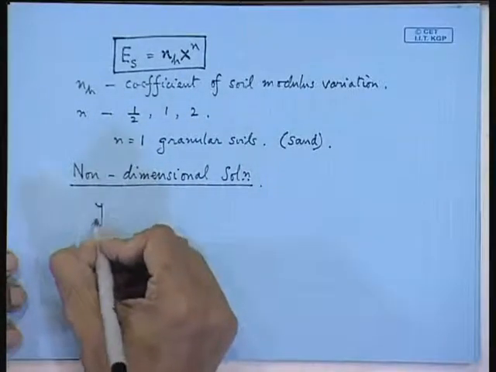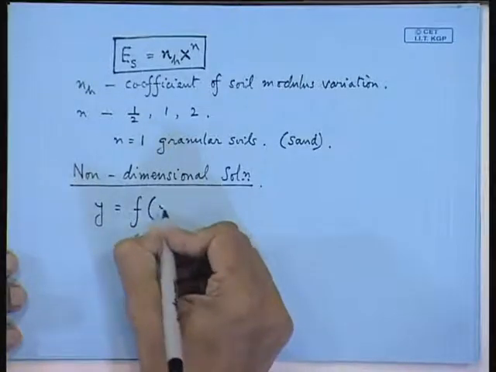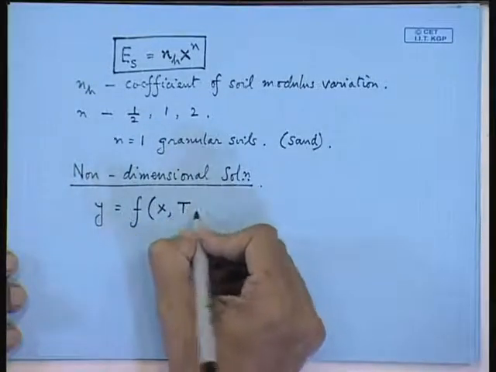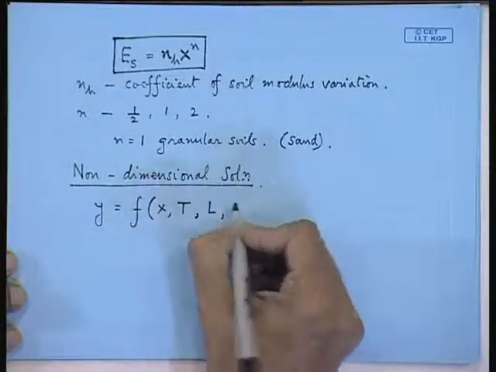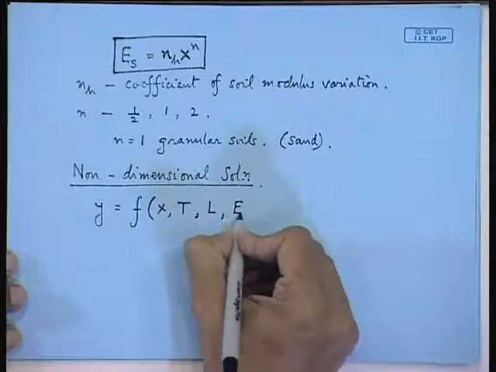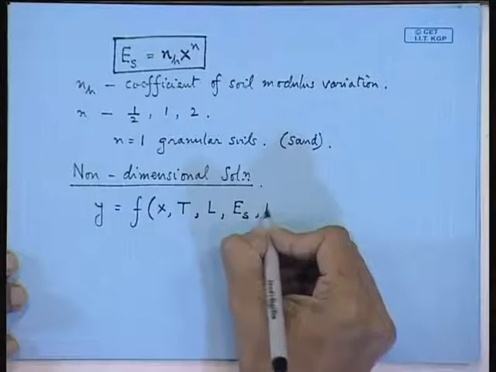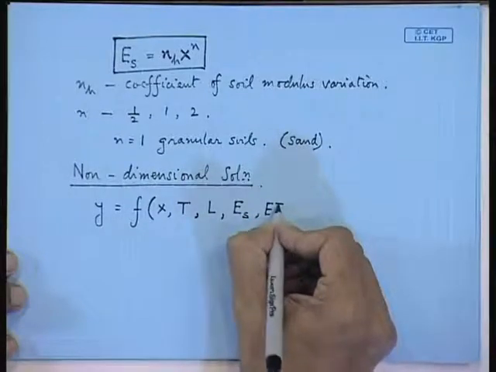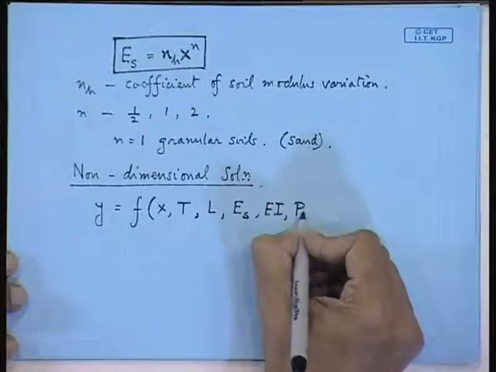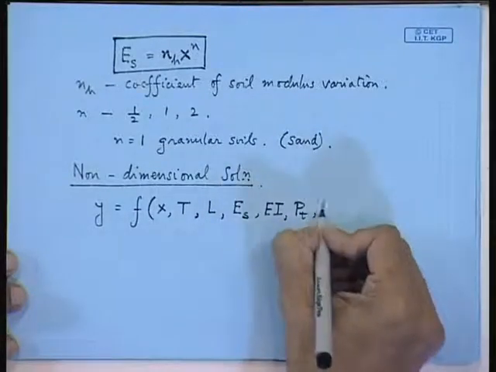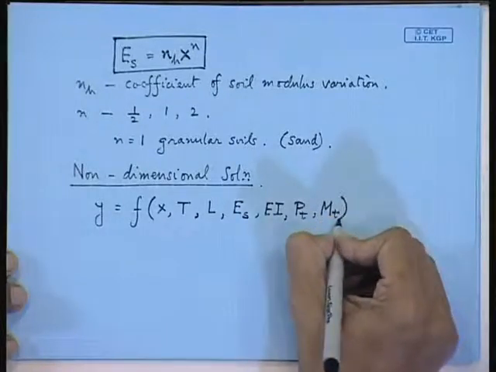You write pile deflection in this form. Say function of x, T, L is L. Now, all these are non-dimensional. Now, ES is the subgrade modulus from soil, EI is your rigidity modulus. PT is what? The horizontal force coming at the pile head. MT is the overturning moment at pile head.